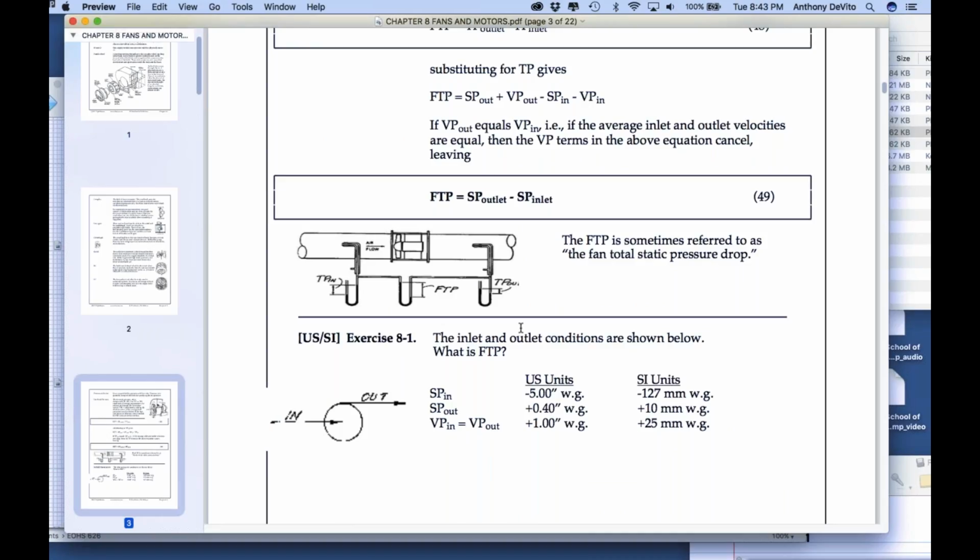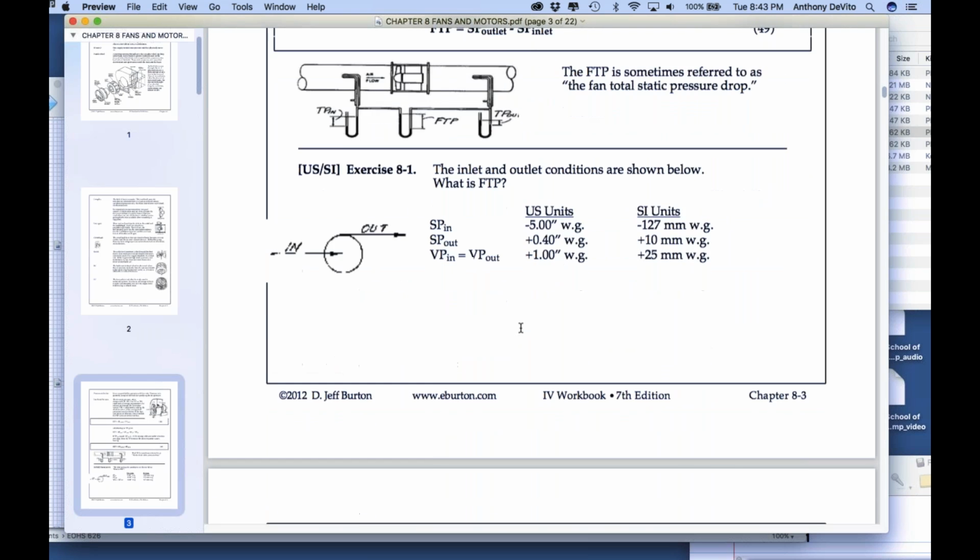Okay, so this example right here. The inlet and outlet conditions are shown. What's the fan total pressure? Static pressure in is -4. Static pressure out is +4. The velocity pressure in and out is the same. It's the same size duct, same velocity air. So you can forget about the velocity pressure. So the fan total pressure is 5.4. Make sense? Right? Simple. Good.